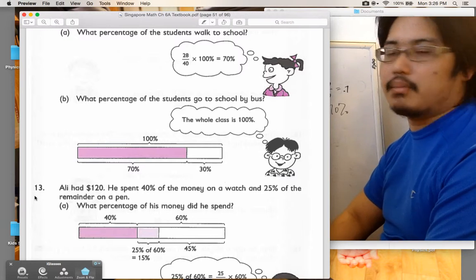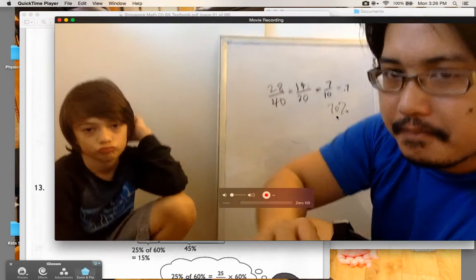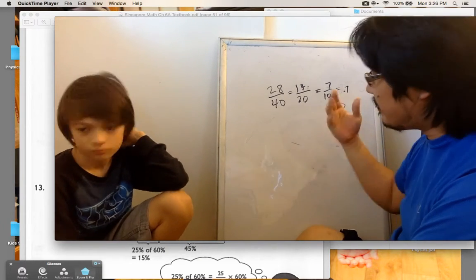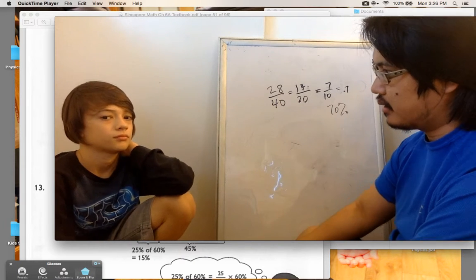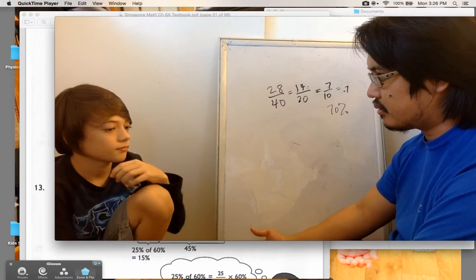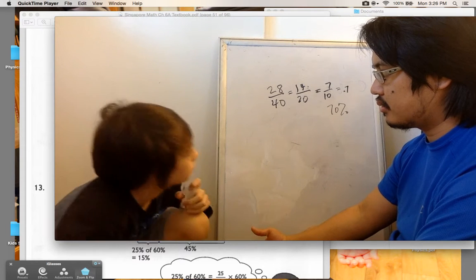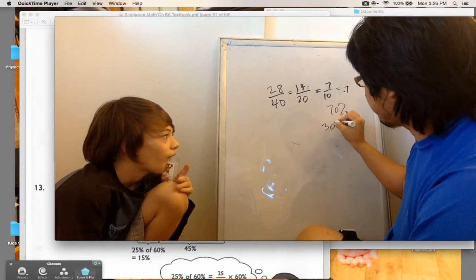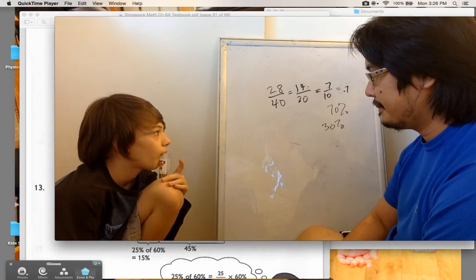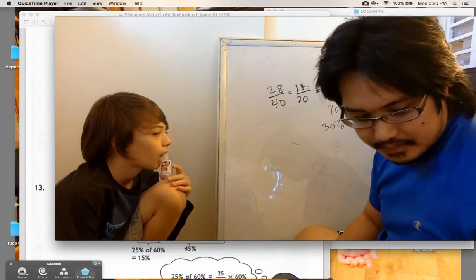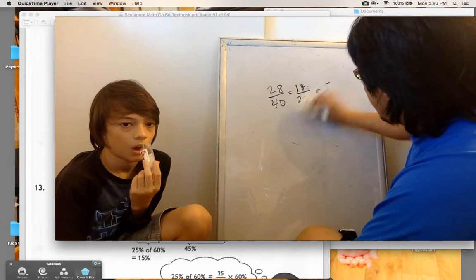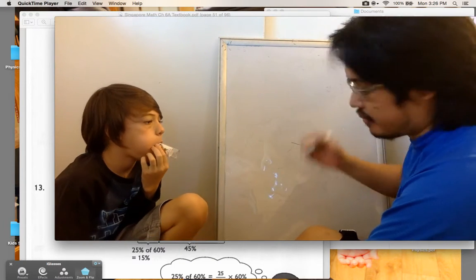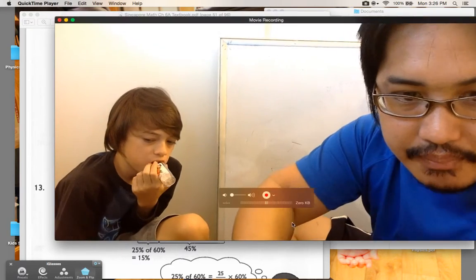What percentage of students go by bus? There's my next question. Well, if 70% of them go by walking, how much is left over? That's 30%. And here's how you would use it as a ratio. Well, anyway, let's move on because I'm not sure if they're going to teach you that lesson next.